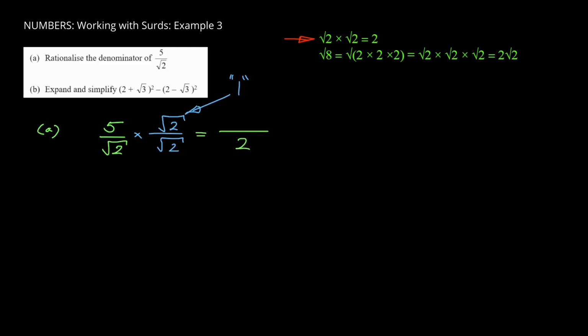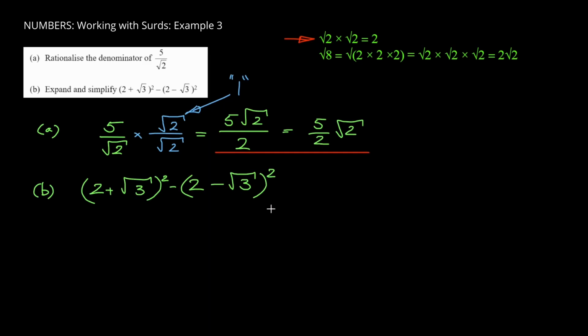Okay, let's complete the work. The top line is just 5 times root 2, and that will be the answer. Yes, you could write it as 5 over 2 multiplied by the square root of 2 if you like. It makes no difference. That is the answer to the first part.